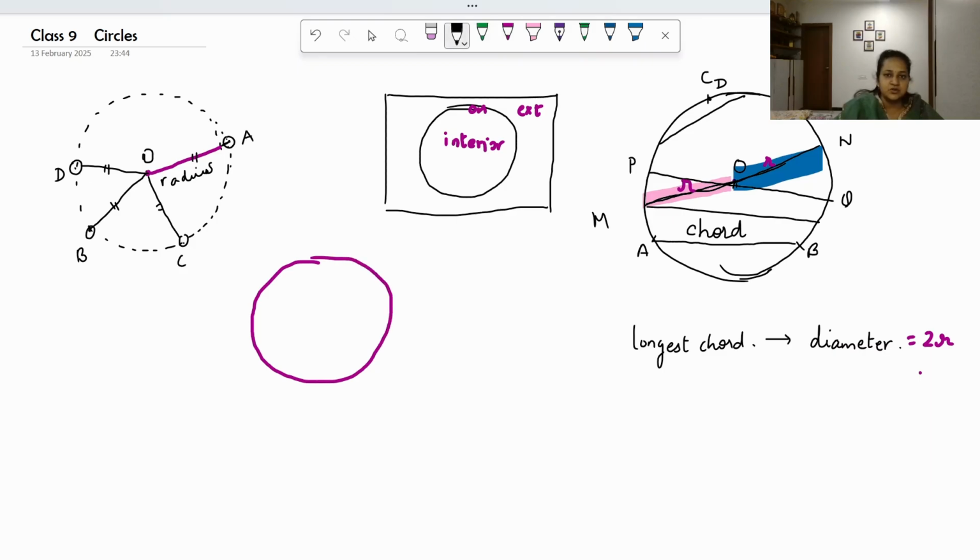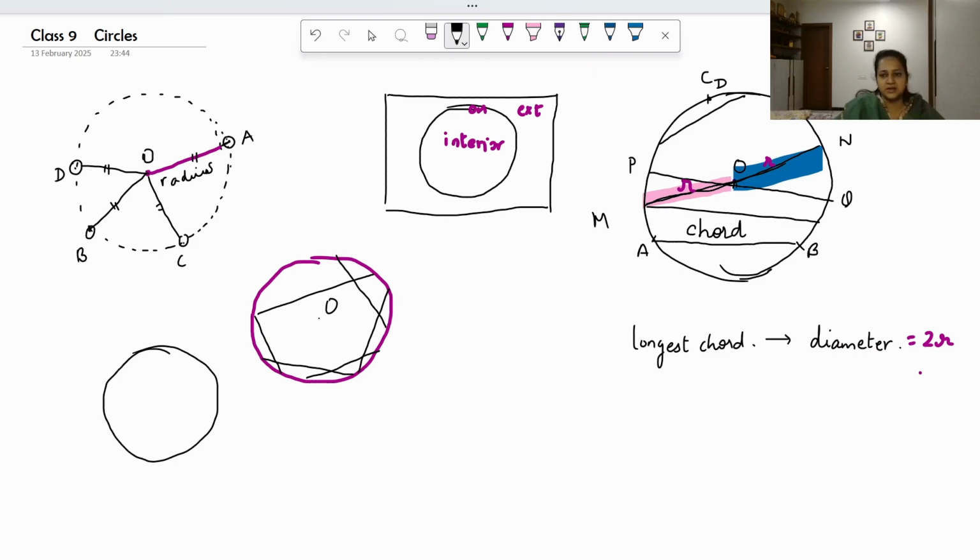how many chords can be drawn to a circle? A circle with center O, how many chords can be drawn? We can have infinite chords. We are not even talking about the length. We are just talking as to how many chords can be drawn. You can draw how many ever chords you want. Am I right? So how many chords can be drawn to a circle? Infinite.